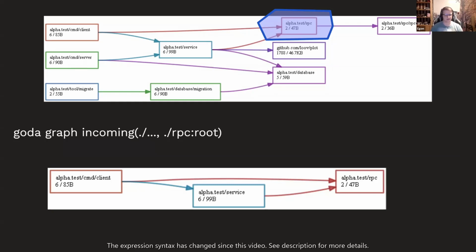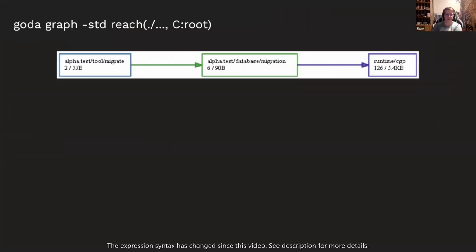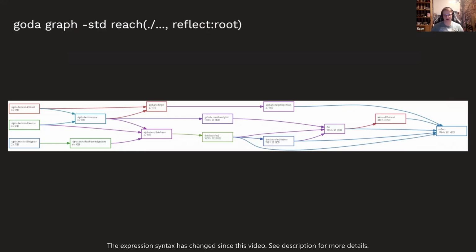And finally, there's this incoming function, which selects every node that comes into a specific package or a package expression. So you can find out what things directly import this AlphaDesk/RPC. Why these might be useful: a good example of reach is, show me how C is used in my project. You know there's some C dependency, but you don't know where. Then you can also look at something like, how is Reflect being used in my project? How does it end up in my program, and maybe I can remove it.